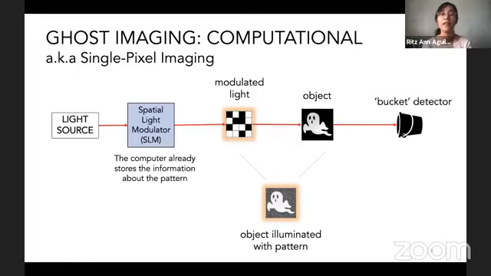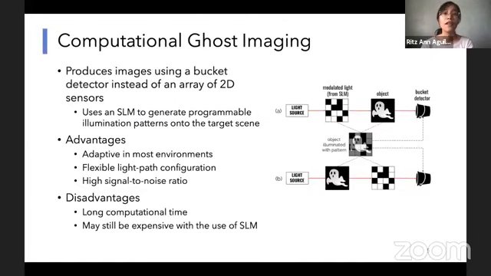Instead of having millions of detectors, you only need one. But then again, you need your light source to be modulated in terms of intensity in this case. Okay, so for computational ghost imaging, for a formal definition, it produces images using a bucket detector instead of an array of 2D sensors, and it uses a spatial light modulator to generate programmable illumination patterns onto the target scene. So it has several advantages actually over the conventional imaging, which uses detector arrays.